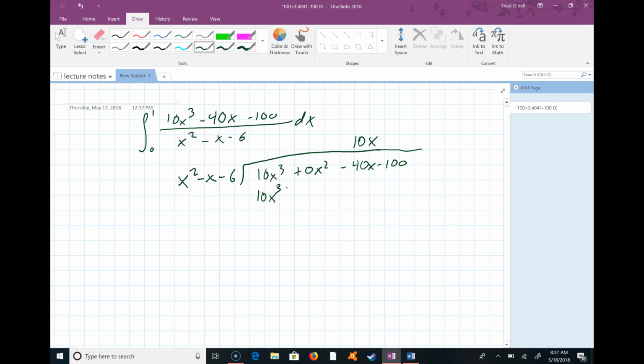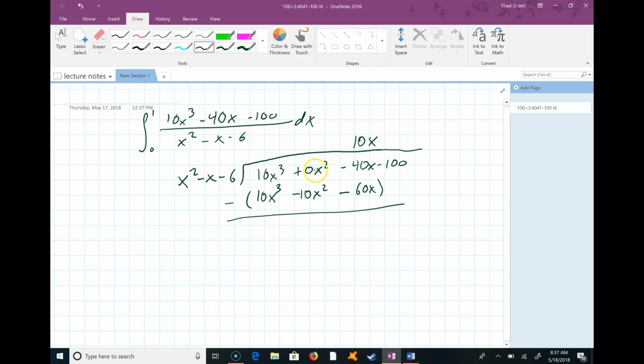And since we picked 10x, we've got to multiply 10x by everything. So 10x times negative x would be negative 10x squared. And 10x times negative 6 would be negative 60x. And then the next step is to subtract all that stuff that I just created. And notice that 10x cubed minus 10x cubed is 0. That's the whole reason we do this, to get rid of that first term.